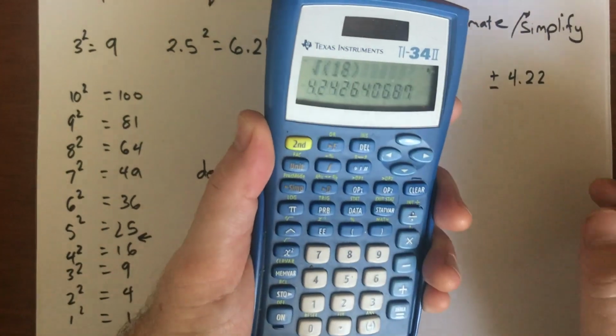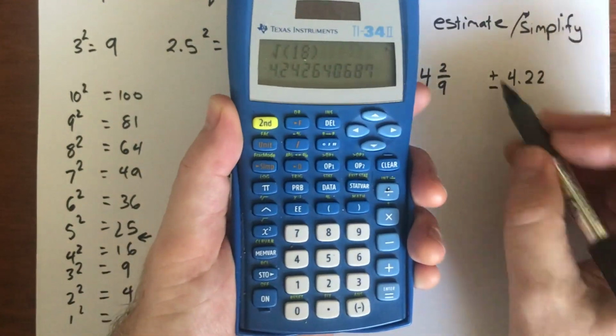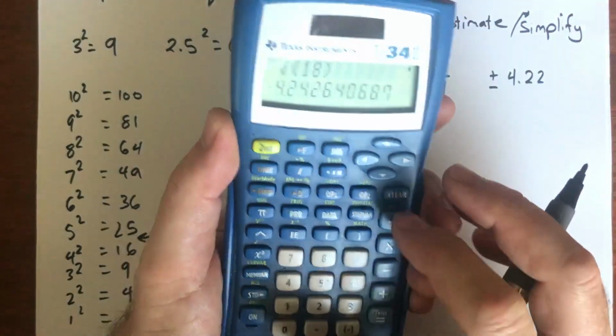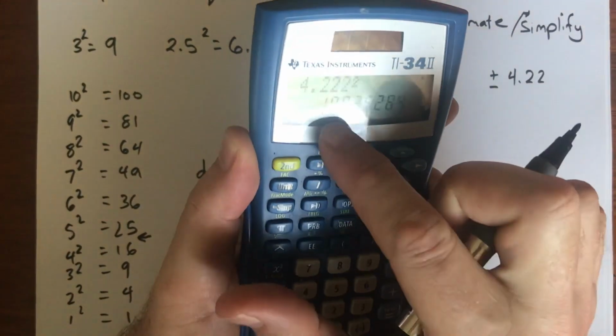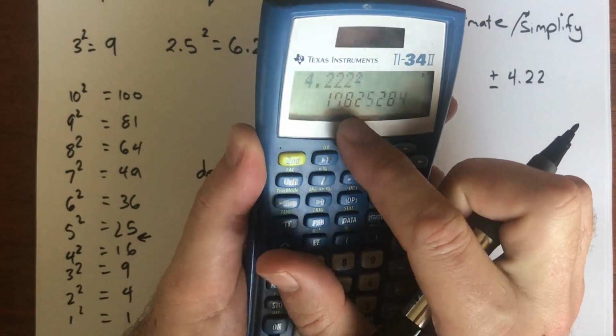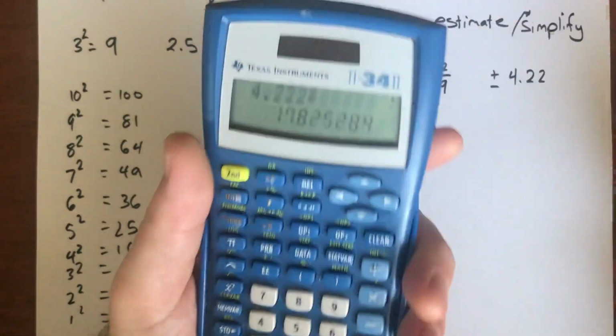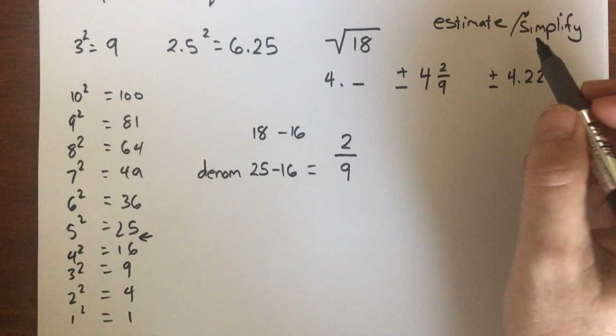Now watch, if I take the actual square root of 18, it's not going to be perfect. It's 4.2426, it goes on and on and on. But you see how that's pretty darn close? I mean, if I took 4.222 and squared it, I'm getting pretty darn close to 18, 17.8, right? So it's not exact, it's an estimate. That's why we say estimate.